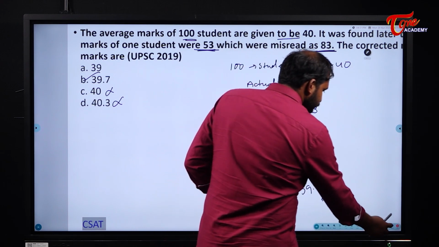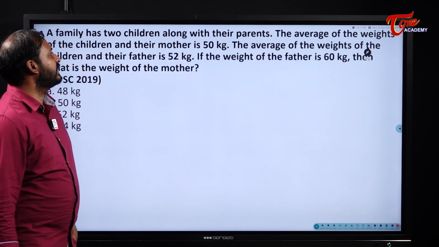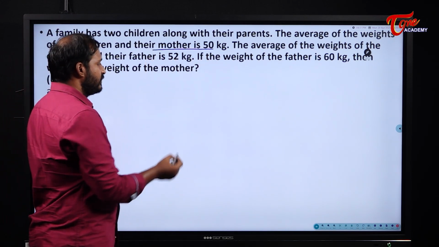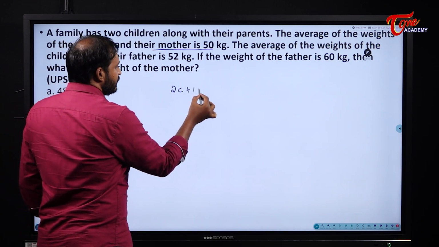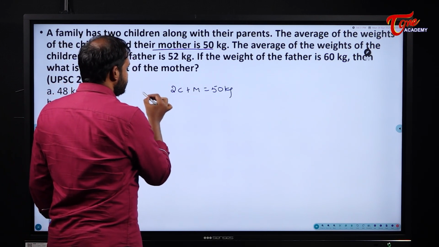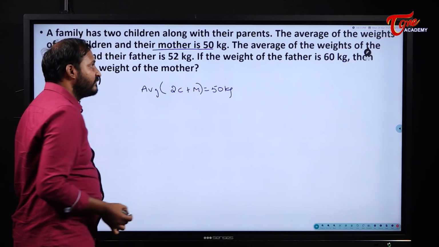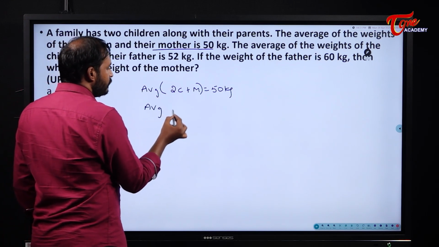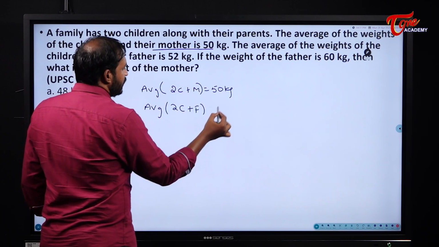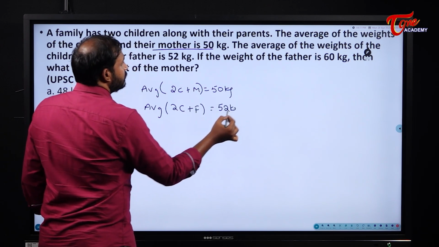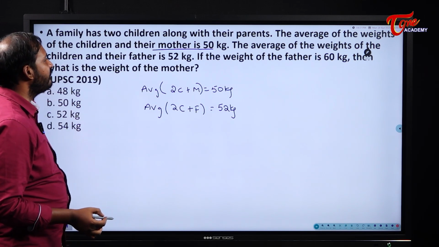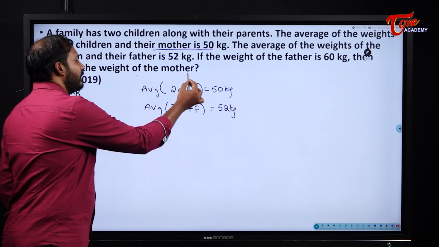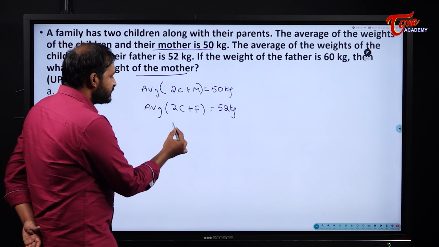Okay, next one. A family has 2 children along with their parents. The average weight of the children and their mother is 50 kgs. That means the average of 2 children and the mother is 50 kgs. The average weight of the children and their father is 52 kgs. If the weight of the father is 60 kgs, then what is the weight of the mother? Father's weight is given as 60 kgs.